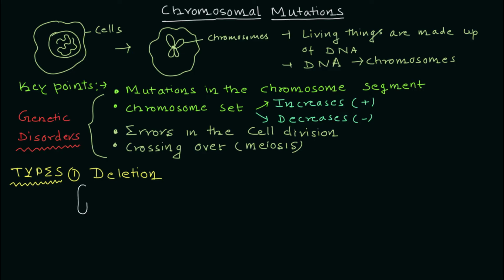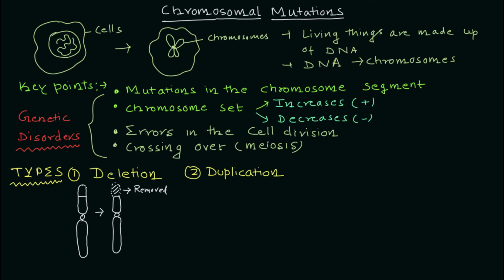Now there are different types of mutations. We'll talk about just this segment. Here I'm not going to discuss aneuploidy or polyploidy. So first is deletion. As the name indicates, deletion means the segment of the chromosome is deleted from the chromosome. So it's removed, and many of the genes are missing. In that case, we can call it a deletion mutation.